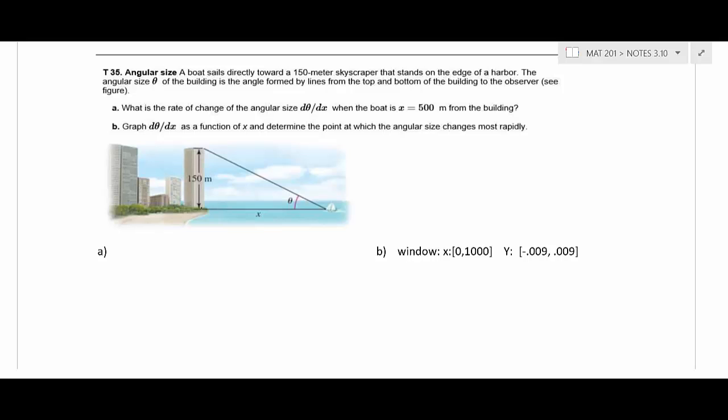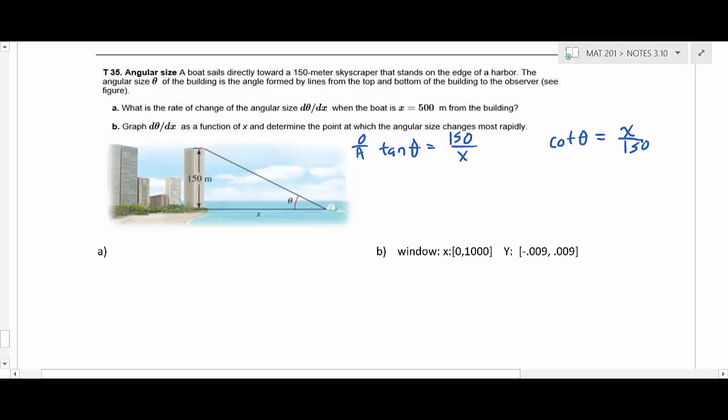So we'll go ahead and get this set up. We have a right triangle, and there are two ways I could start this. I have two choices. I could say tangent of theta, which is opposite over adjacent, like you learned in trig, would be 150 over x. That would be one way to do it. The other way would be cotangent of theta, which would be x over 150.